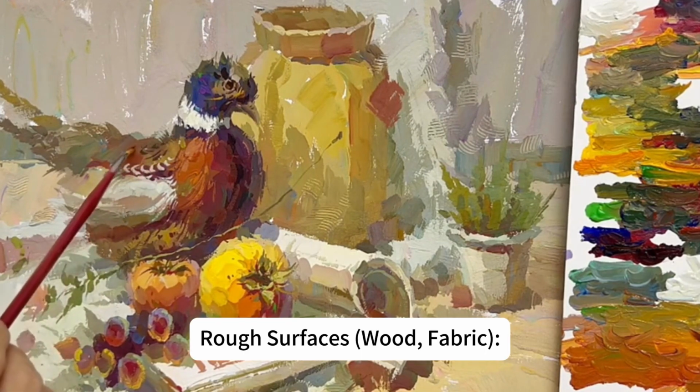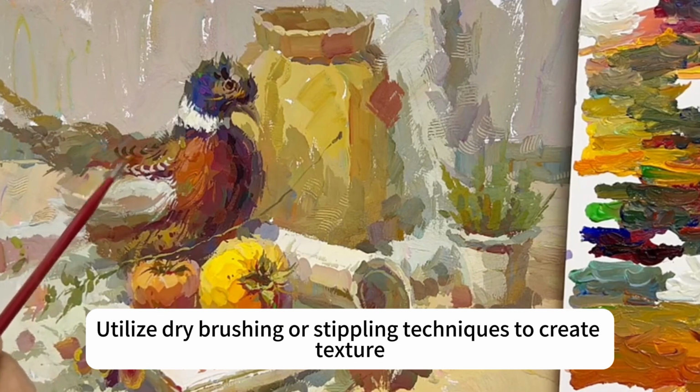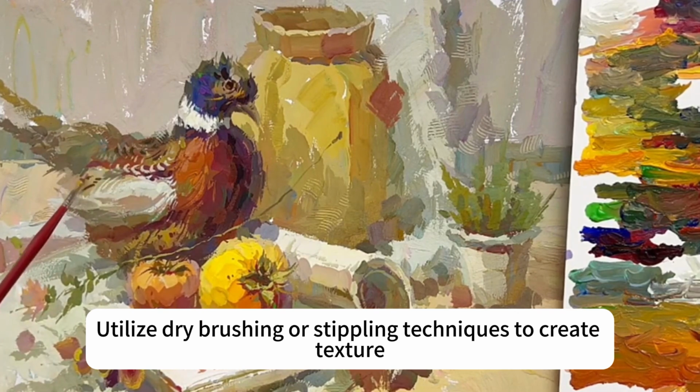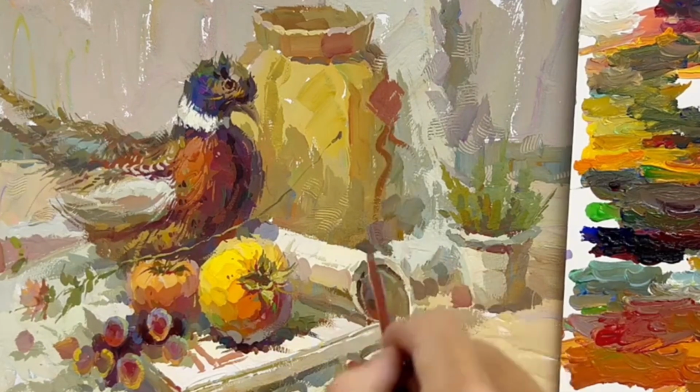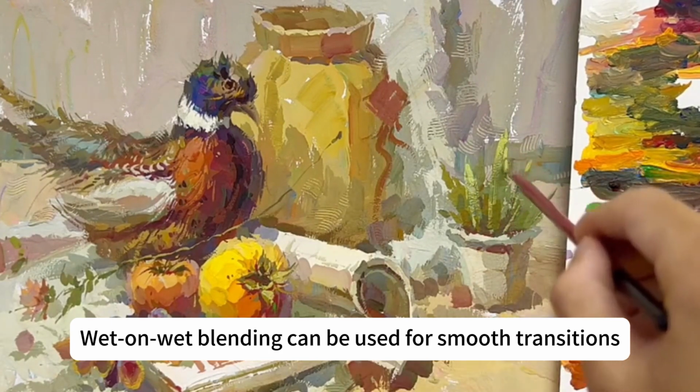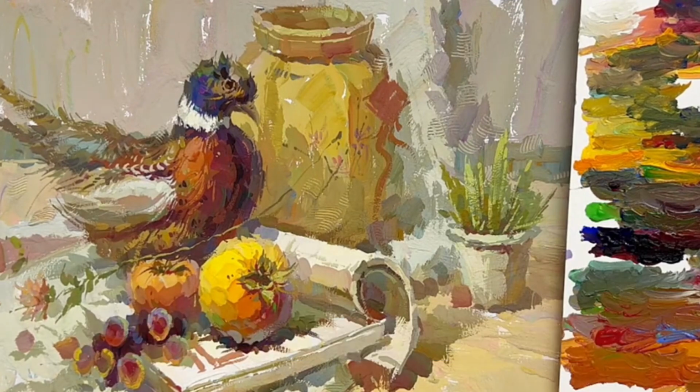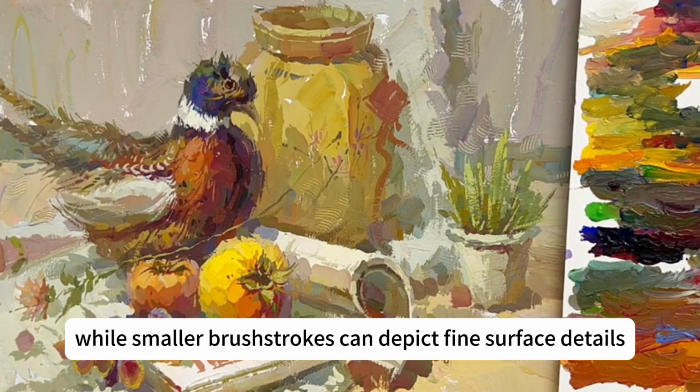Rough surfaces: wood, fabric. Utilize dry brushing or stippling techniques to create texture. Fruits and organic objects: wet-on-wet blending can be used for smooth transitions, while smaller brushstrokes can depict fine surface details.